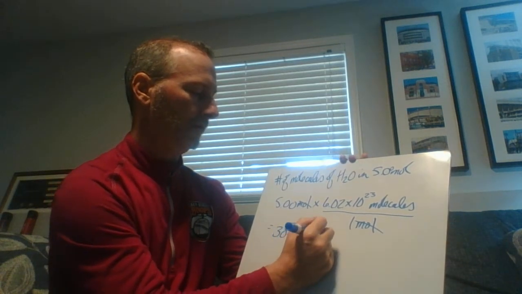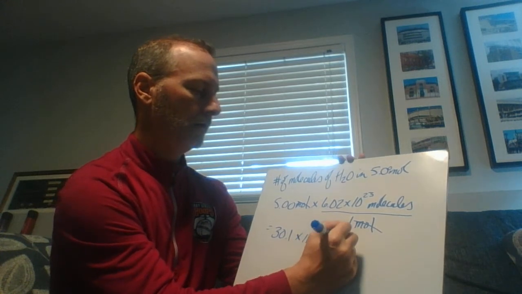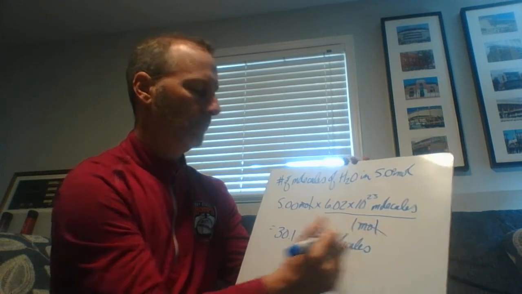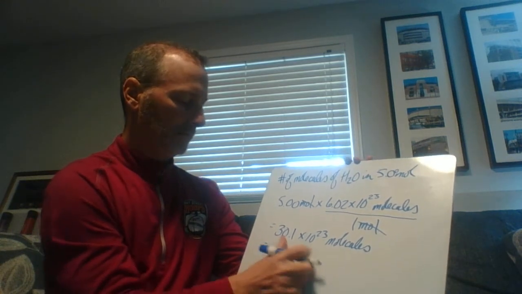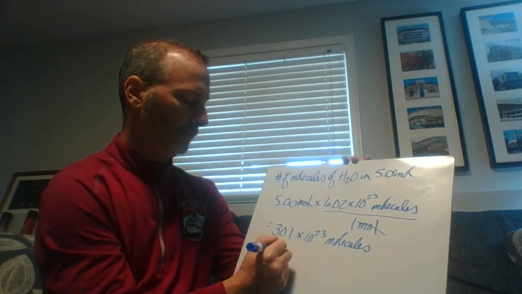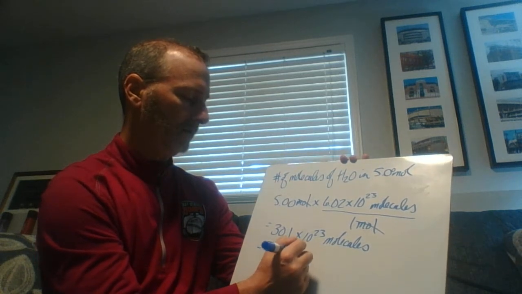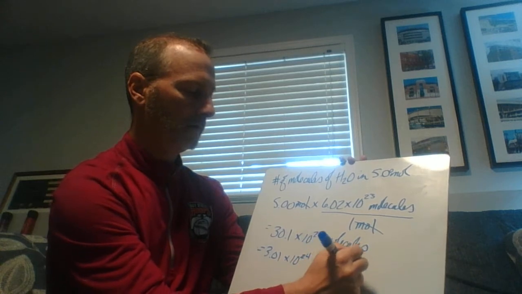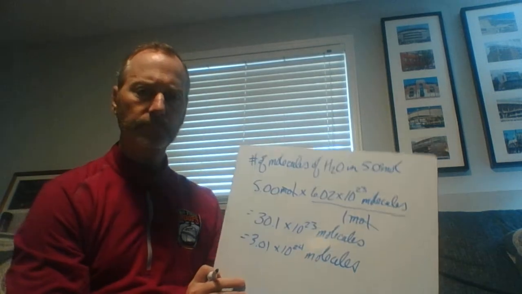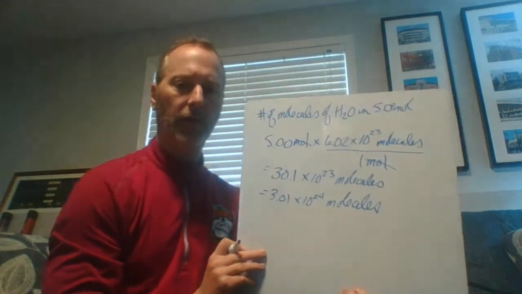times 10 to the 23rd molecules, and change that to scientific notation: 3.01 times 10 to the 24th molecules. Okay, so hopefully we can follow that logic.